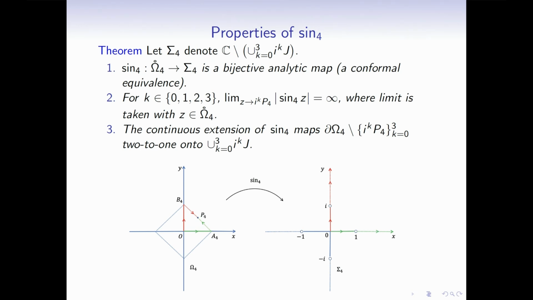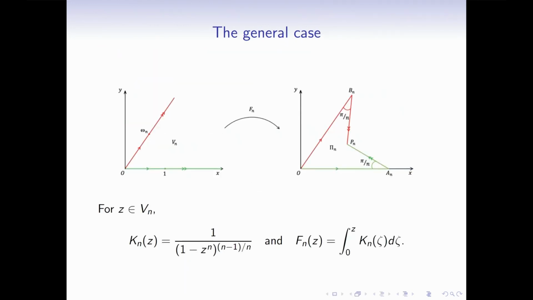from one domain to another domain. Both domains here are simply connected. So in this case, you have this square, and in this case, you have this complex plane with 4 rays removed. And this is where I can speed up a little bit.